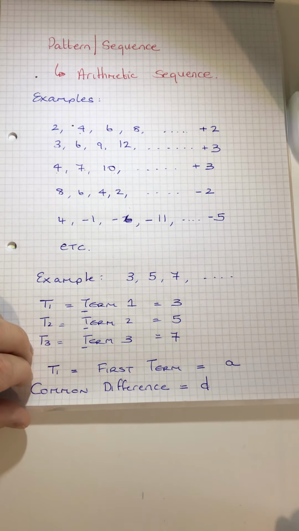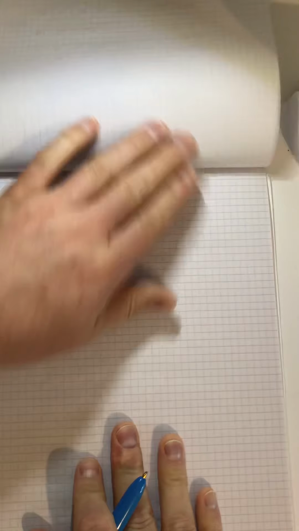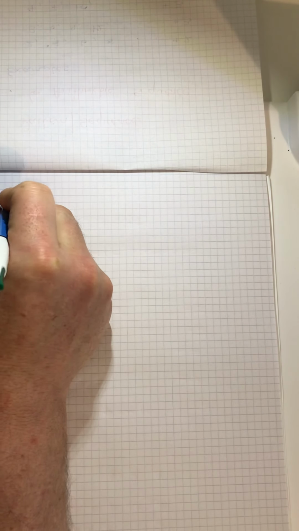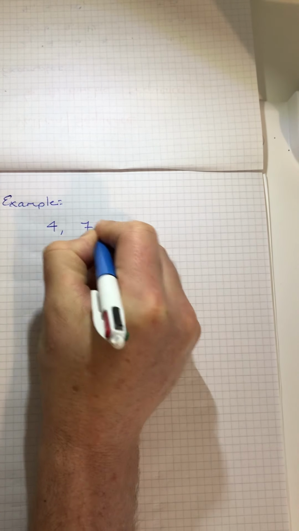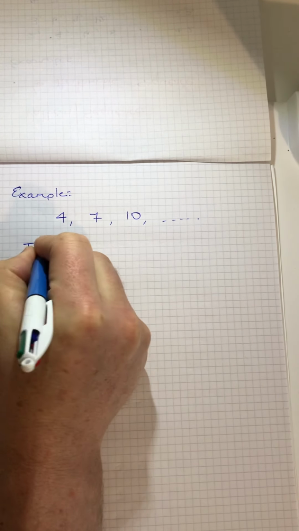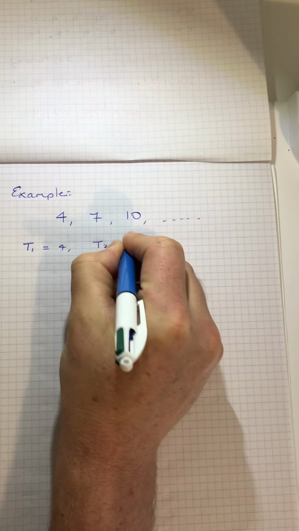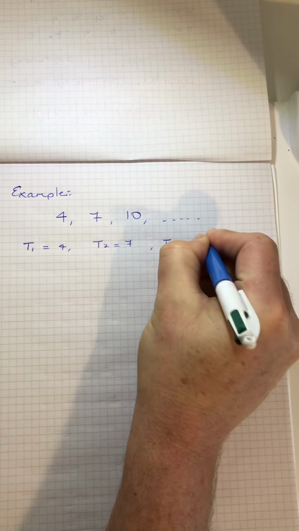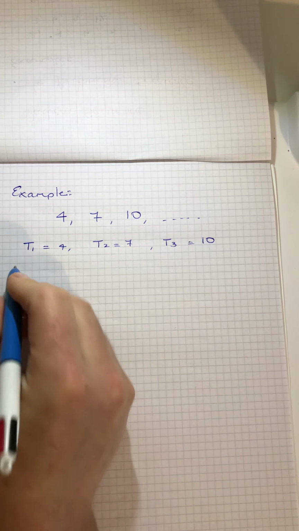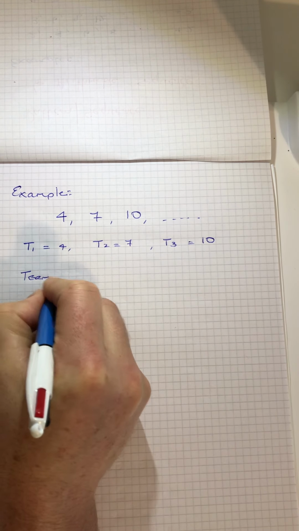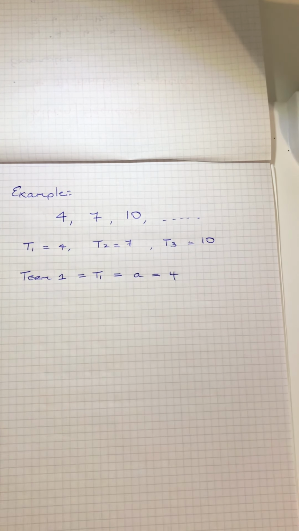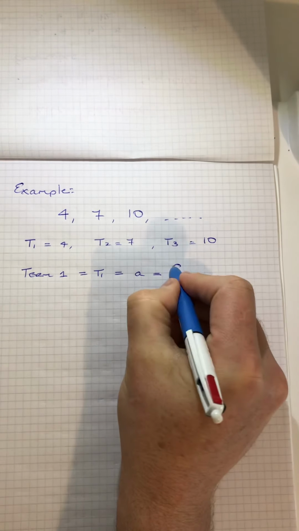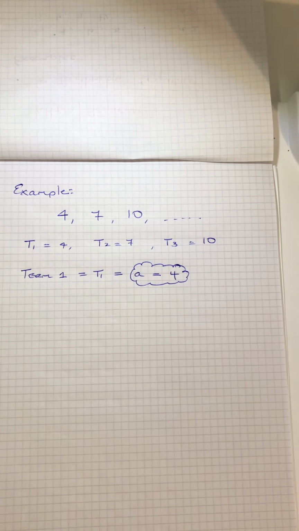Okay, so example for us, if we have, say, example 4, 7, 10, and so on. Okay, so T1 is 4, T2 is 7, and T3 is 10. Okay, so term 1 is equal to T1, which we call A, and that's equal to 4. Okay, so A is equal to 4.